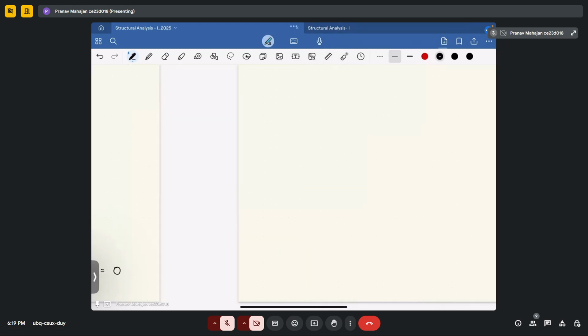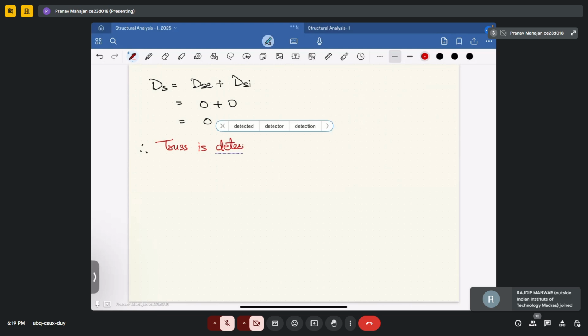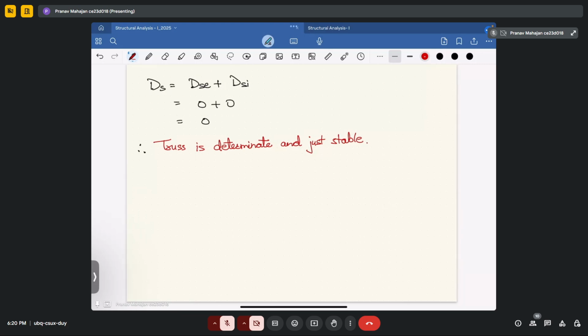So your total indeterminacy will be the summation of DSE plus DSI, that will be 0 plus 0 equal to 0. Therefore, the truss is determinate and just stable. Okay, fine. Now let's move to another question.